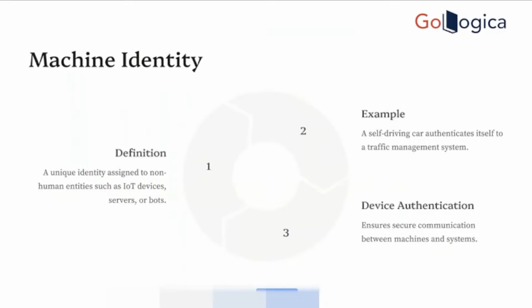Like if I'm talking about a machine like your laptop, it has a model number, it has an invoice number, it has its configuration, like RAM, GB, hard disk, CPU, processor. So these are all the configuration of that machine identity. What's the example for that? A self-driving car authenticates itself to a traffic management system. So machine identity is a unique identity which is non-human.